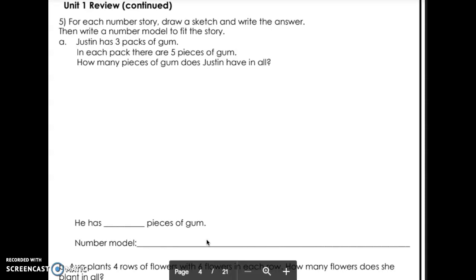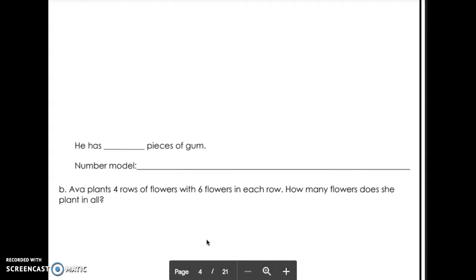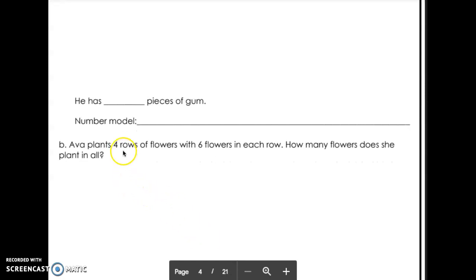Or you could go 5 times 3 and put your answer down. Okay, it says Ava plants 4 rows of flowers with 6 flowers in each row. How many flowers does she plant in all?